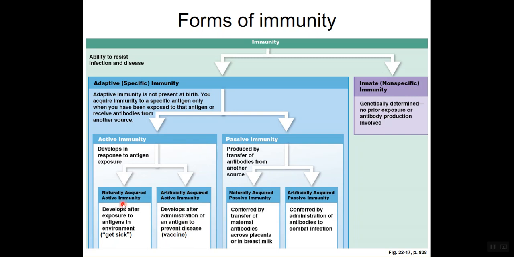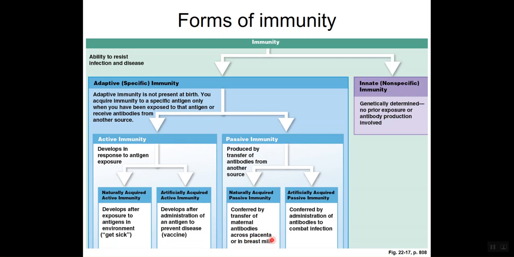I'm making my own antibodies with both of these over here on the left. Now over on the right, passive means, from my perspective, I'm not making my own antibodies. They've been donated to me from another source. So naturally acquired passive, the best example is going to be from mother to baby.